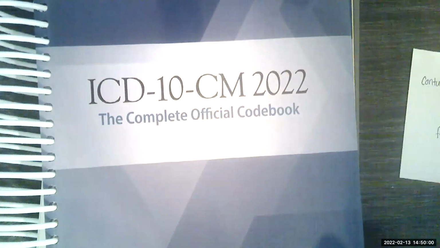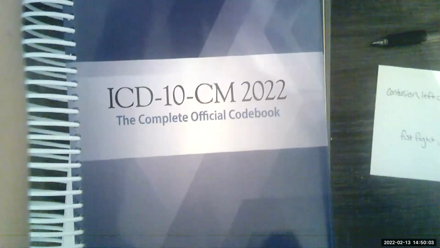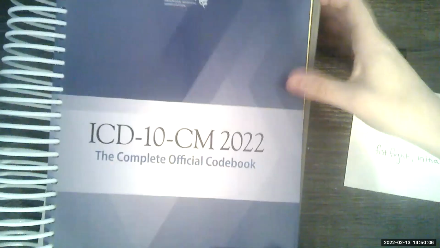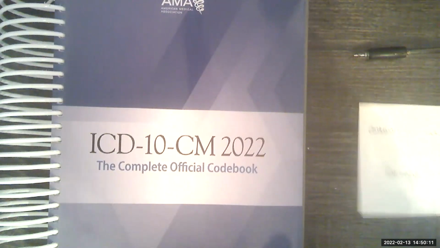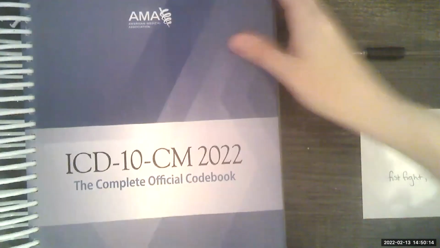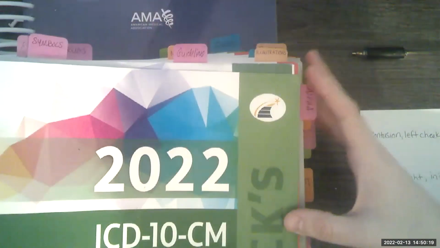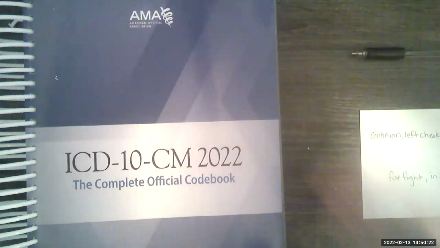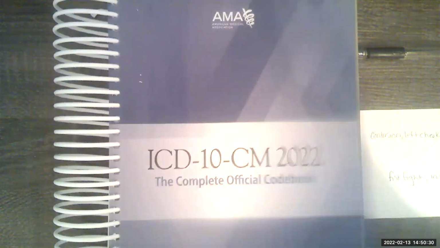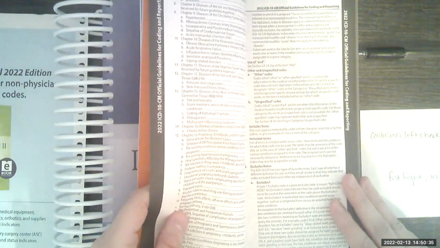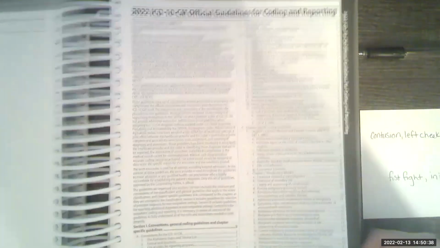Now today I am using the AMA manual, which I don't usually use, but I wanted to show it to you in this manual as well. So you'll notice that I do not have this tabbed. That's because I normally use the Bucks right here, and that one is super tabbed. But today I wanted to use this one so we could look at some of the differences and see that it does work the same way as the Bucks. Okay, so if you were looking for the guidelines, they start on page 1.